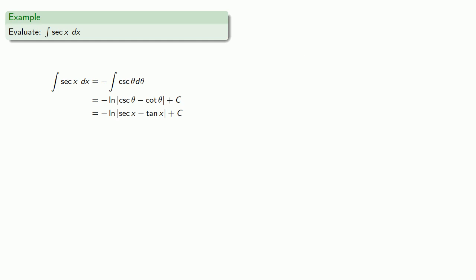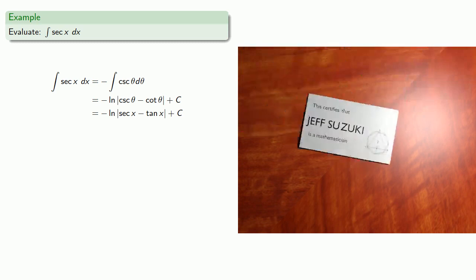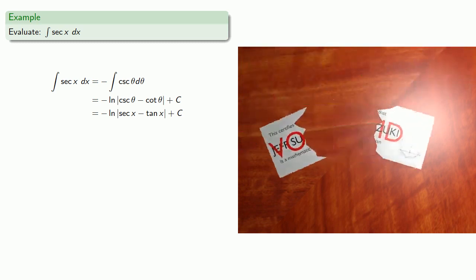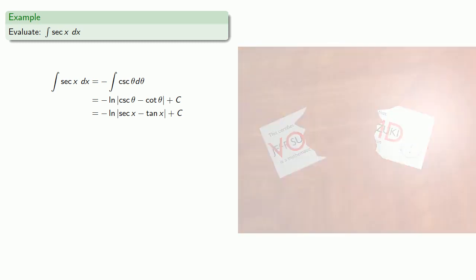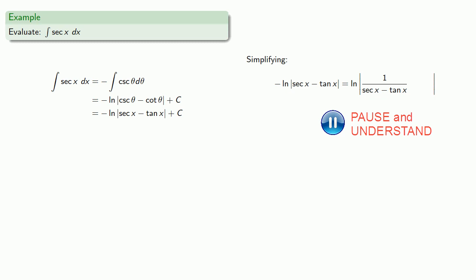However, since the integral of secant is usually given as log secant plus tangent, I'll probably get my mathematician card ripped up if I don't show how the two answers are actually the same answer. So let's take a look at that. So in this case, negative log secant minus tangent. Well, again, that negative log is the same as log of 1 divided by. And remember that secant is 1 divided by cosine, and tangent is sine divided by cosine.